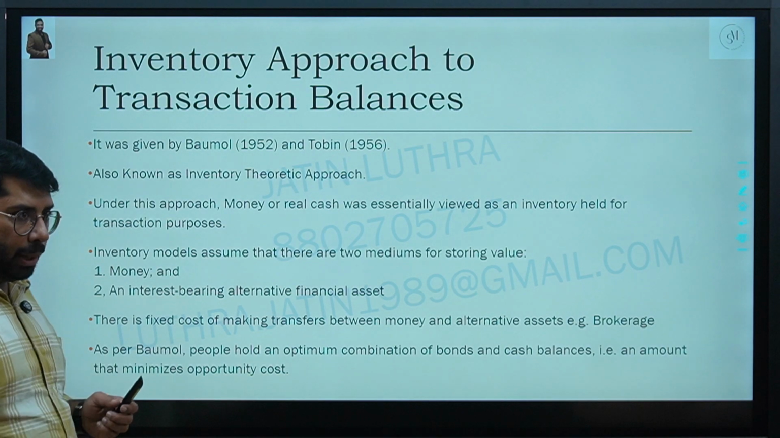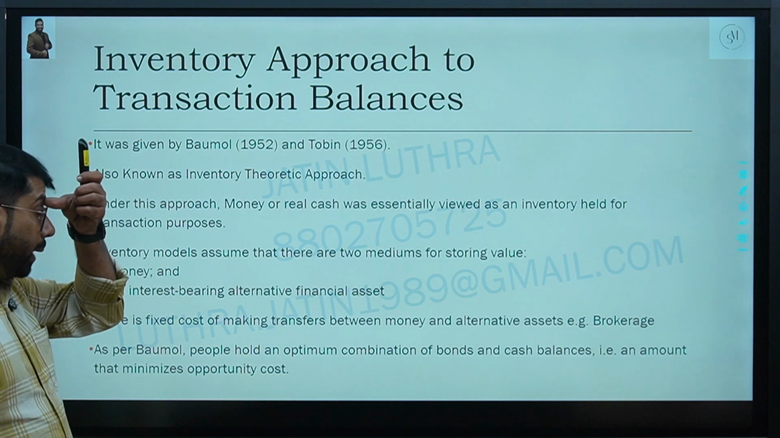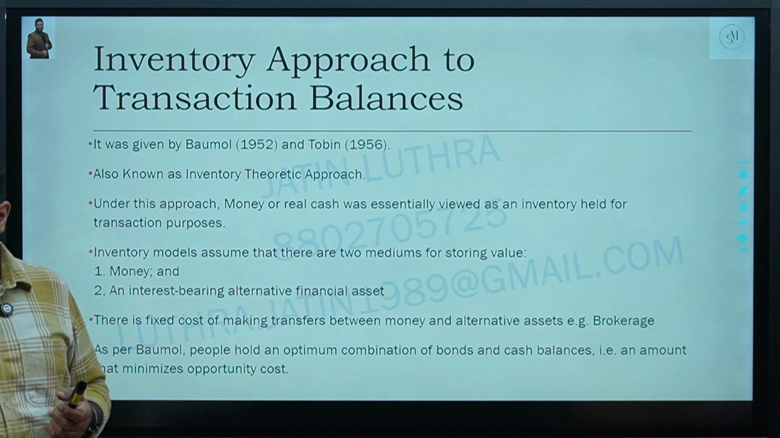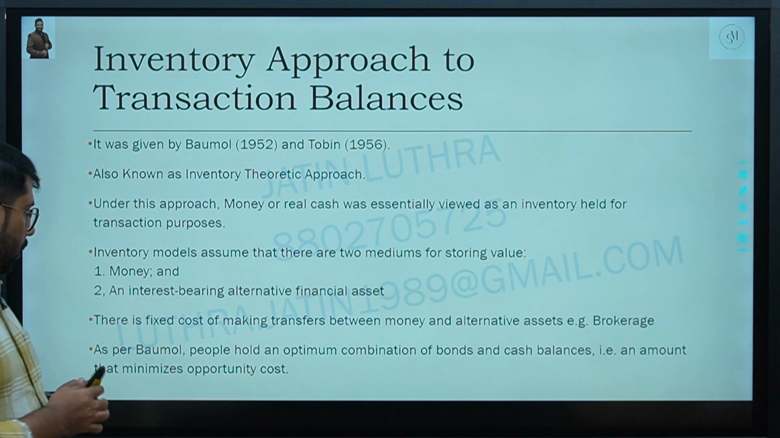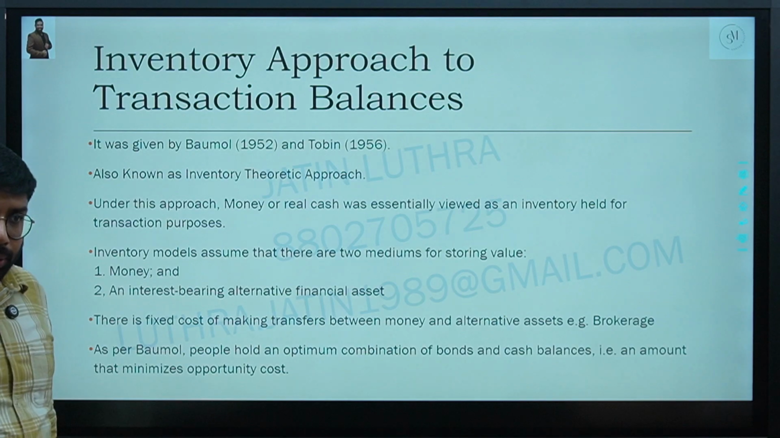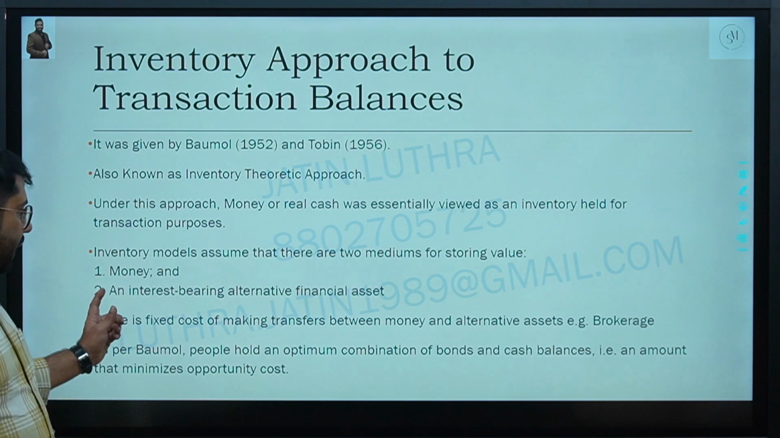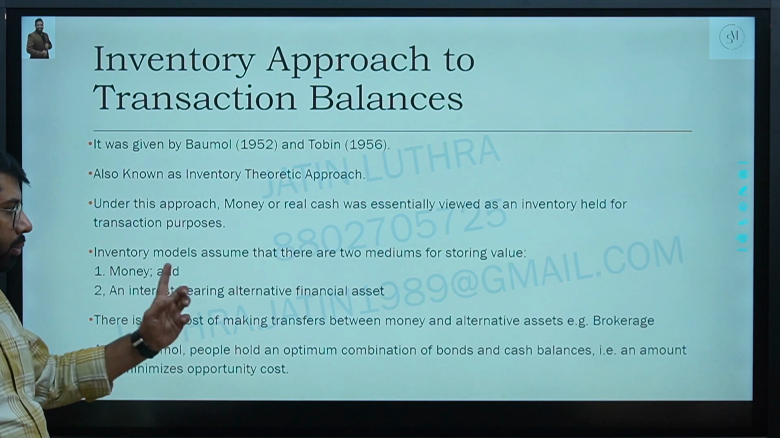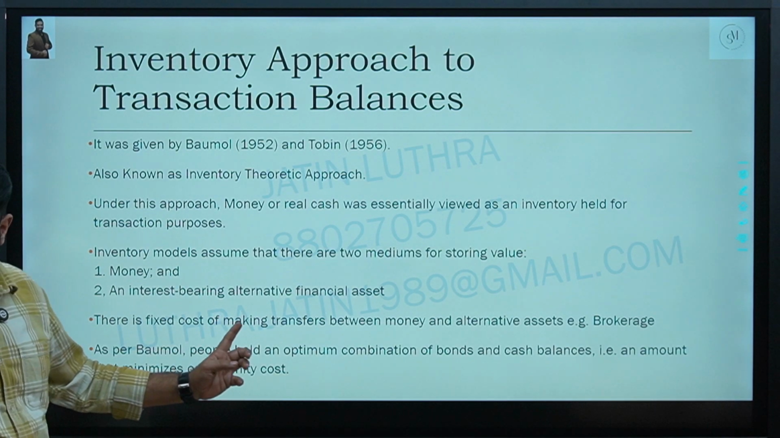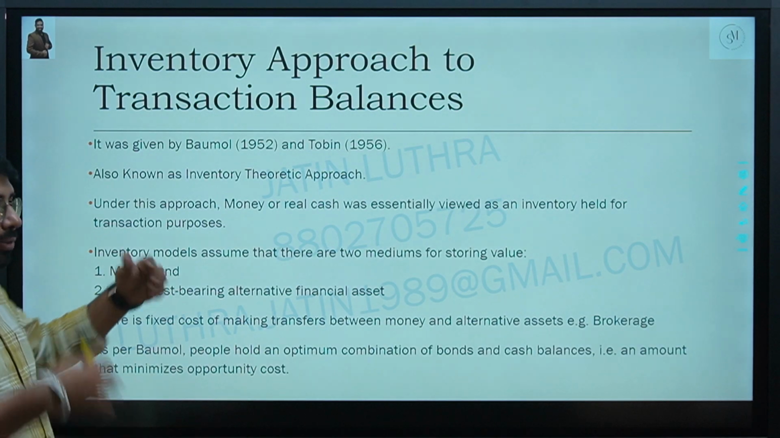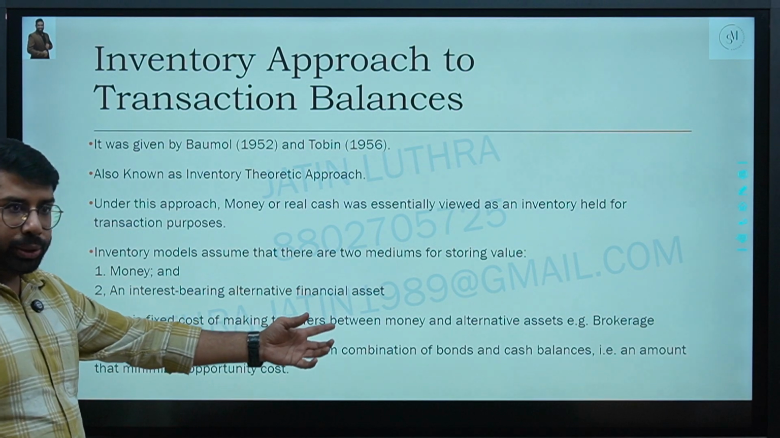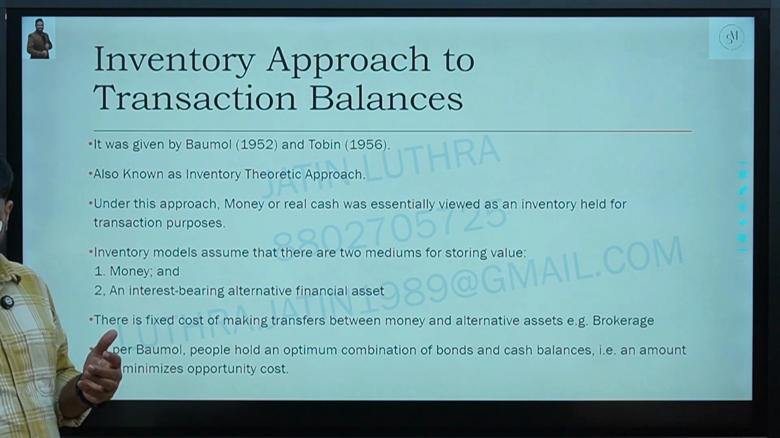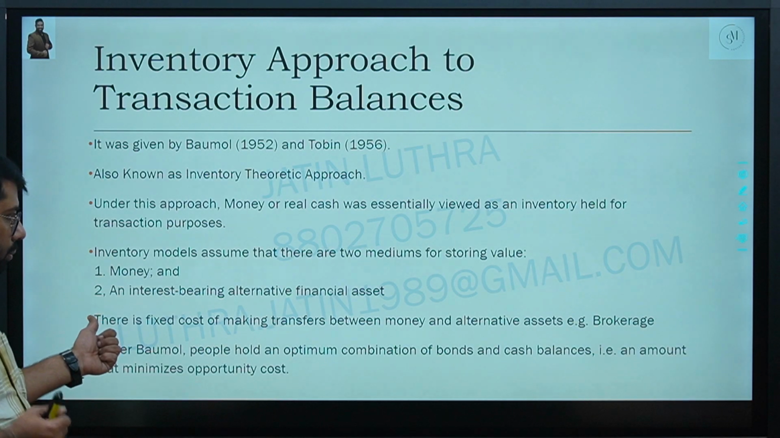Like if I'm earning money, I'm keeping money with me. So according to Baumol and Tobin, how will I use that money? I will use that money to store the value in two ways. First, I'll keep money with me, the cash. And the second is, I will keep the money in an interest bearing alternative financial asset. Means I will invest my money in an asset which generates interest for me, which generates return for me.